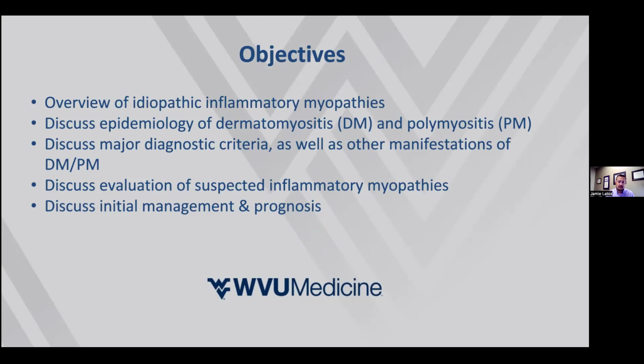As you see as we get into the PowerPoint, the main focus of today's talk is going to be going over two main subtypes, which are dermatomyositis and polymyositis. So we'll talk about epidemiology, different diagnostic criteria, the variable manifestations that may come about with these types of myopathies. And then we'll go through the evaluation of these patients, as well as a discussion about initial management and overall prognosis in general.